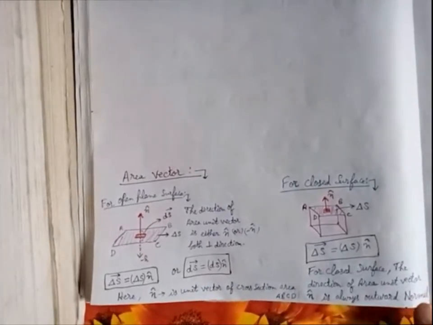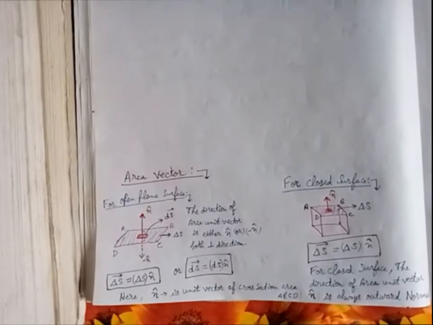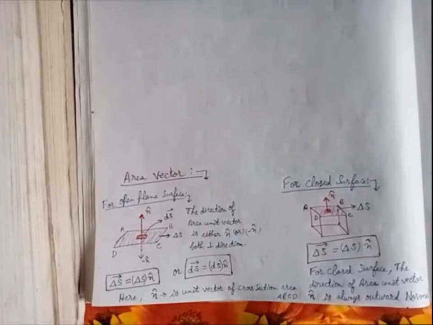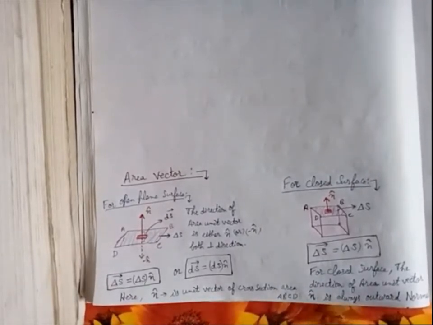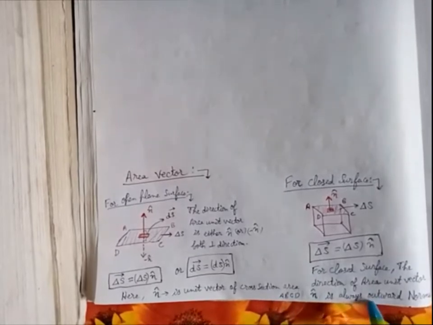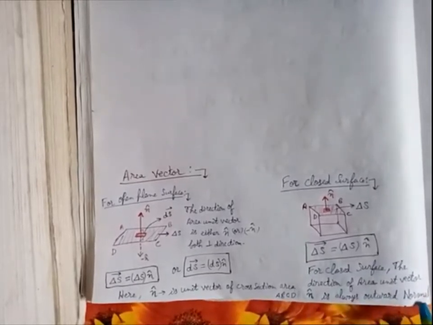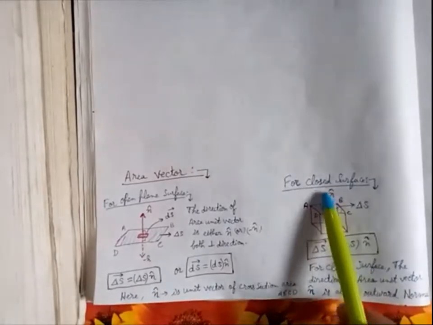So you should have a very clear idea that for the closed surface the direction of the unit area vector is always the outward normal. It will always be the outward normal.